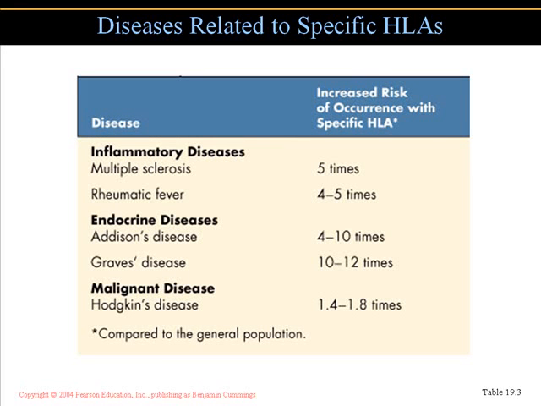Here are some specific diseases related to HLA and HLA typing. Again, these cause an increased risk of occurrence because of the specific HLA. Some inflammatory diseases include multiple sclerosis and rheumatic fever. Endocrine diseases such as Addison's disease and Graves' disease also have an increased risk of occurrence. Diseases such as malignant Hodgkin's disease also have an increased risk of occurrence.